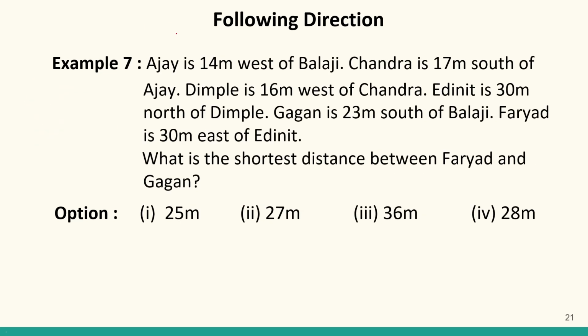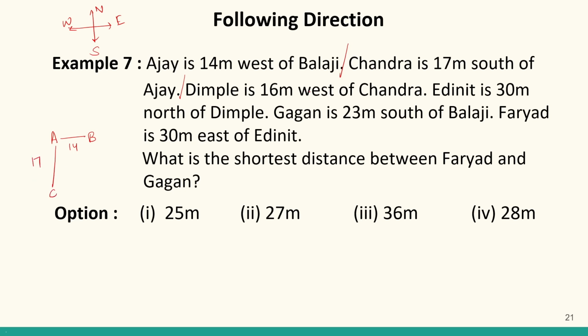Now, Ajay is 14 meter west of Balaji. So we have Ajay. Let me draw it for your reference. Now, Ajay is 14 meter east of Balaji. Chandra is 17 meter south of Ajay.